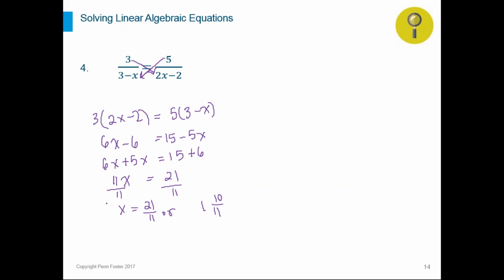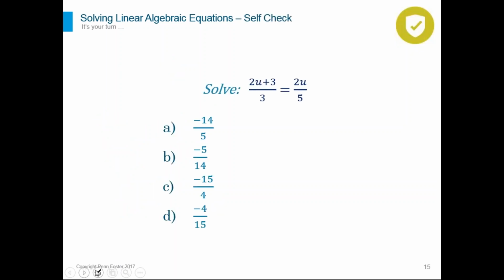Let's proceed to a self-check if you don't have any questions for me so far in that topic. Okay, let's do the question. The same thing: 2u plus 3 over 3 equals 2u over 5. Fraction equals a fraction. Then the first step I'm going to do is, exactly, I'm going to cross multiply. I'm going to let you think about that. I'm going to change my screen in about 30 to 40 seconds, to give you a chance to work on that problem.